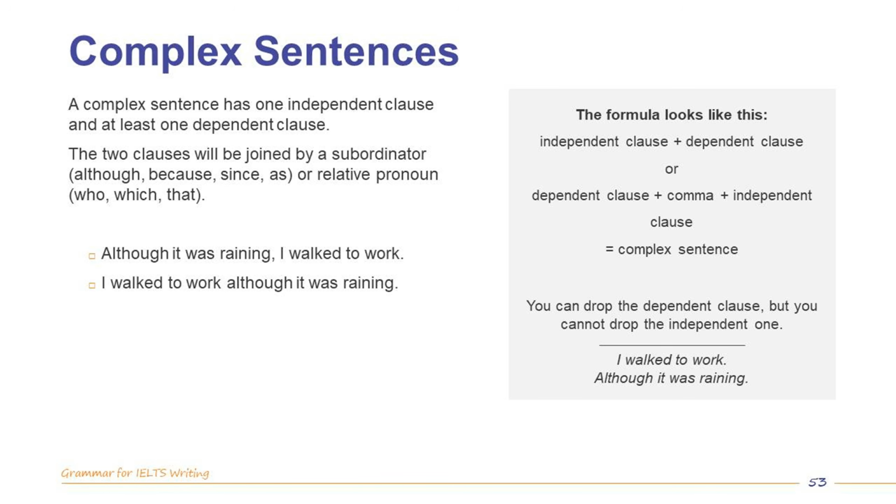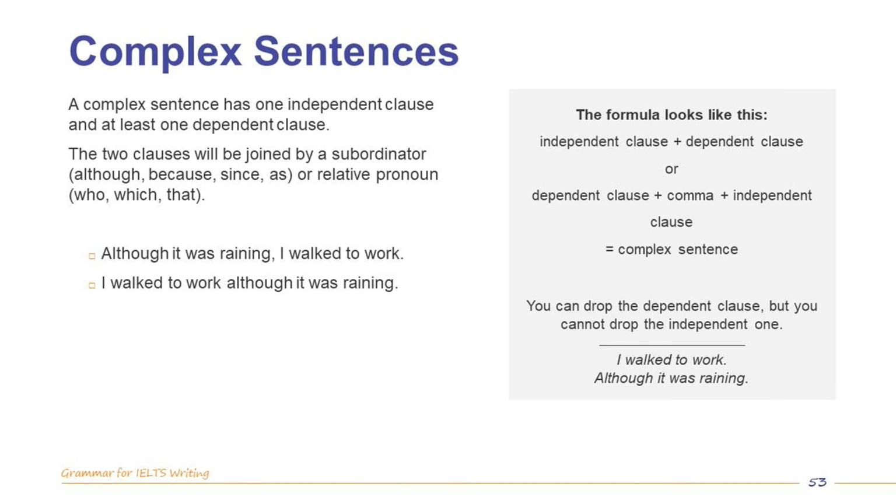A complex sentence has one independent clause and at least one dependent clause. The two clauses will be joined by a subordinator, such as although, because, since, as, or a relative pronoun like who, which, or that. In this example, although it was raining, I walked to work, we can see the subordinator although. Although it was raining is thus a dependent clause.